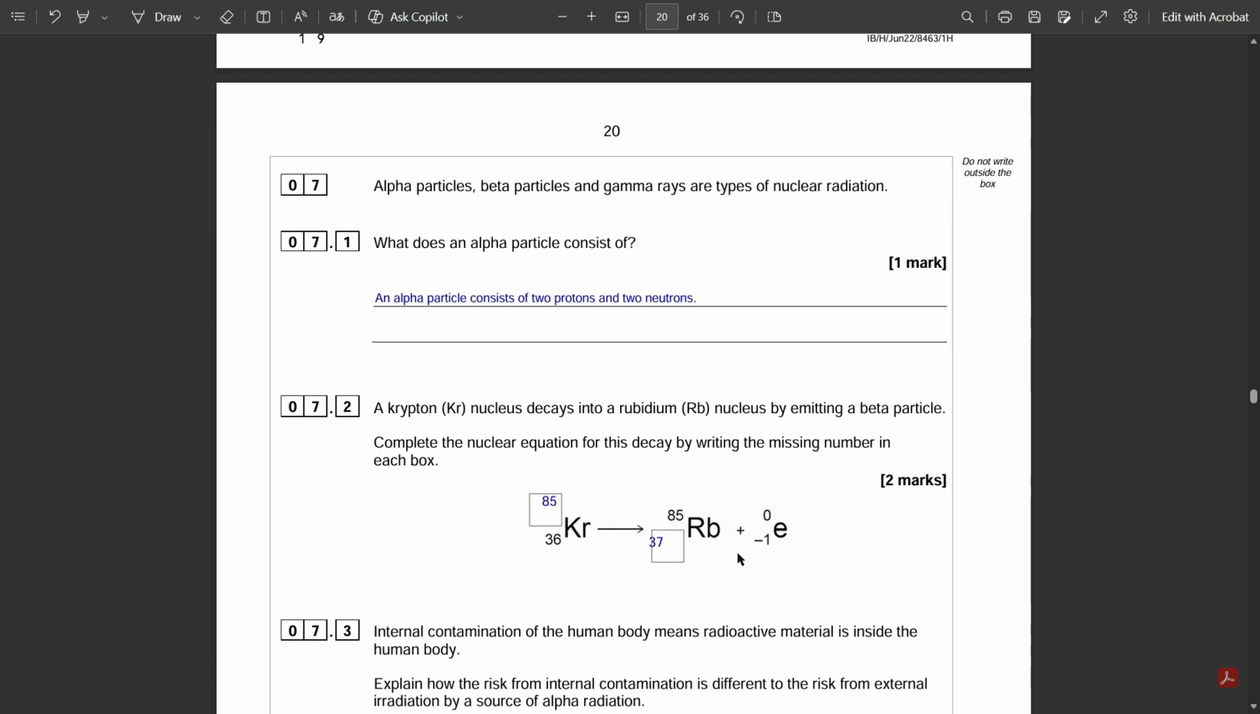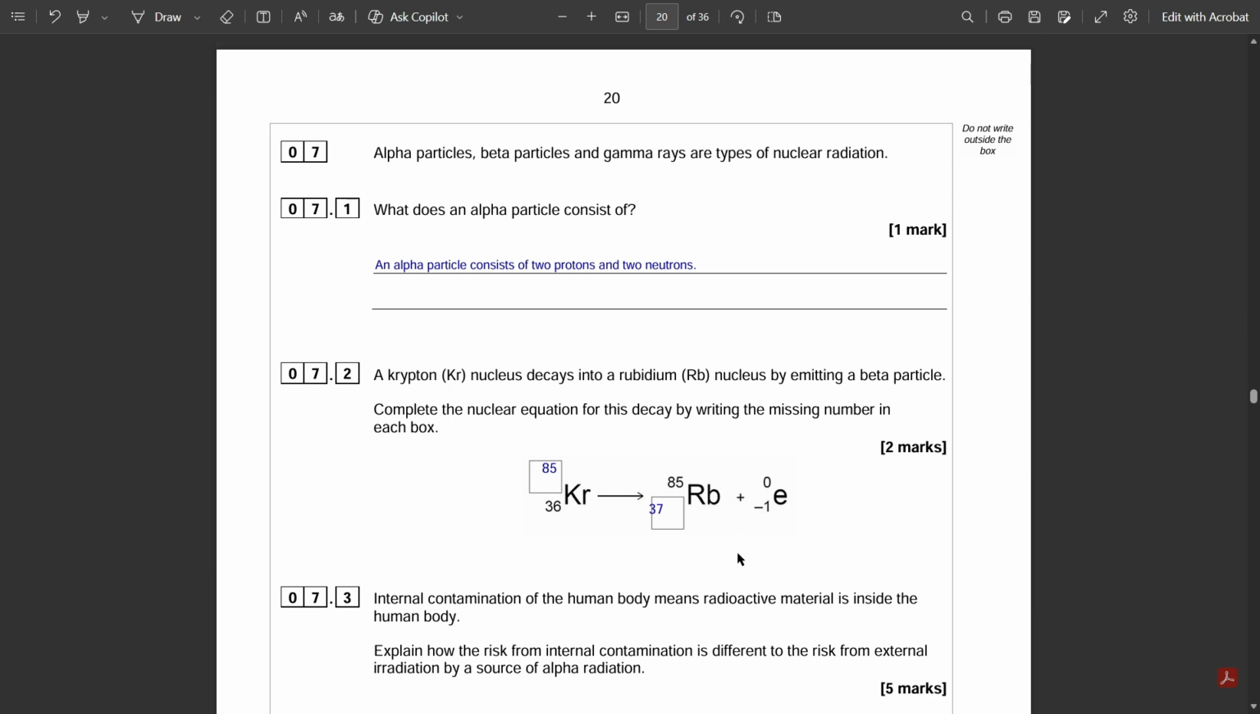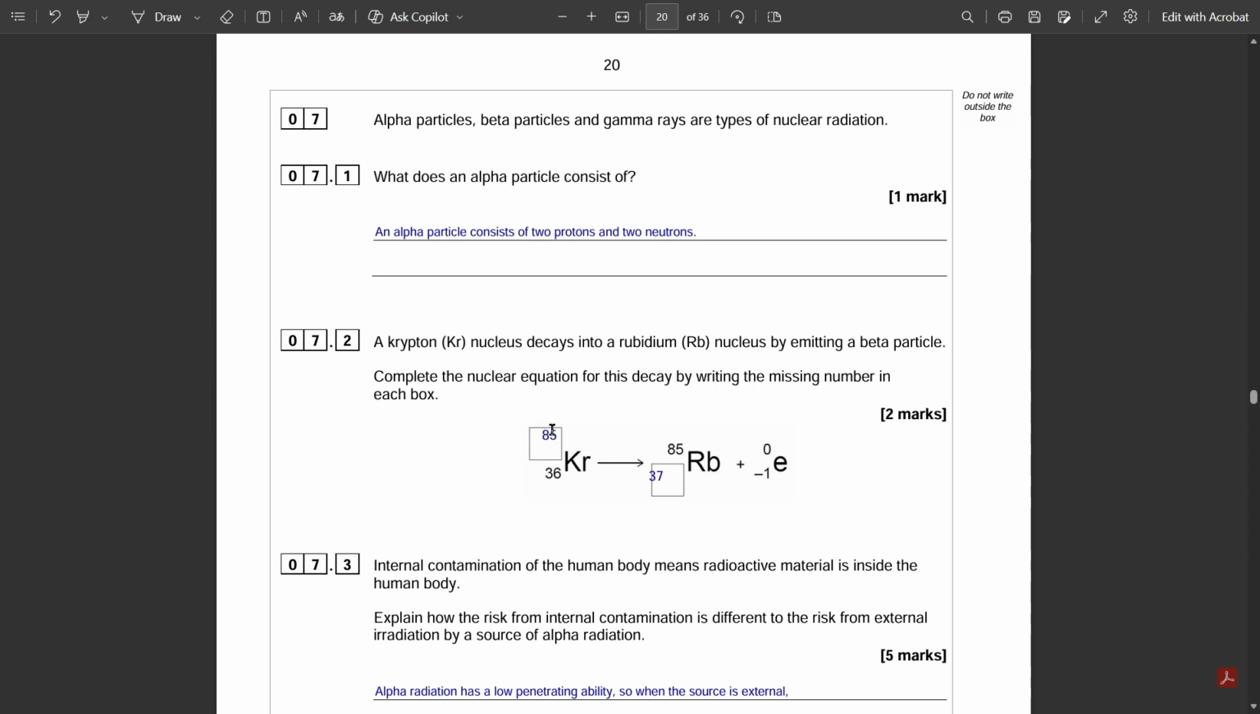A krypton nucleus decays into a rubidium nucleus by emitting a beta particle. Complete the nuclear equation for this decay by writing the missing number in each box. Well, you just use the periodic table to get 85 for krypton and 37 for rubidium, or you can just try and balance it out at the bottom and the top. 85 equals 85 plus 0, and 36 equals 37 minus 1. So you can just try and balance those equations to prevent you using the periodic table.